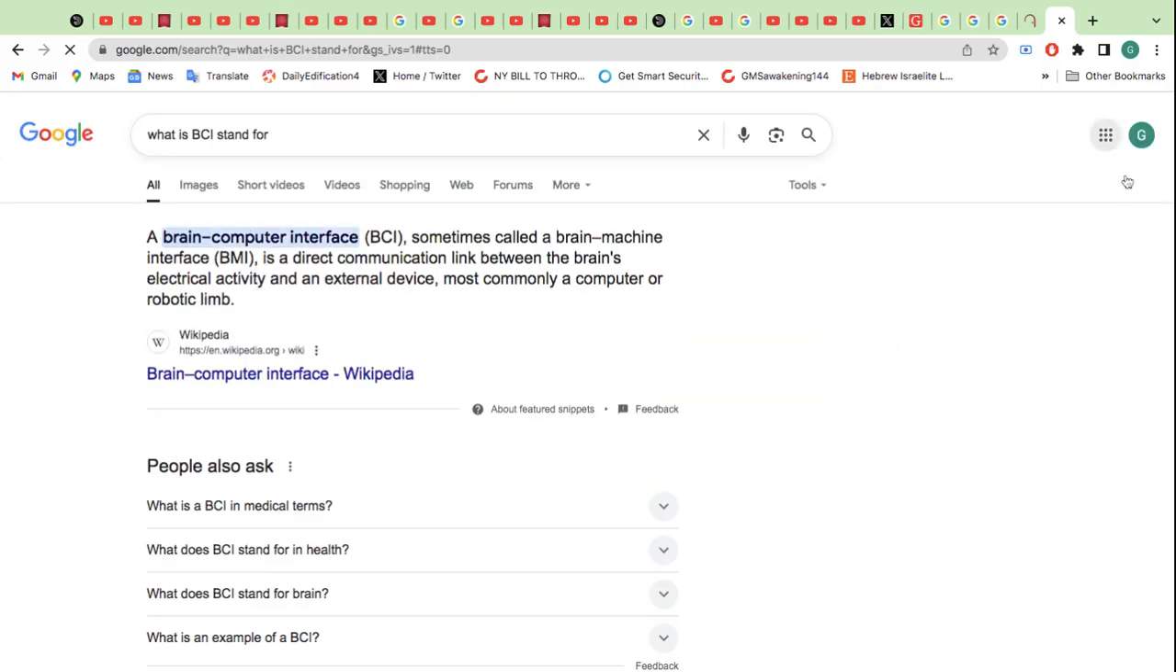Brain computer interface, sometimes called a brain machine interface, BMI, is a direct communication link between the brain's electrical activity and an external device, most commonly a computer or robotic limb.